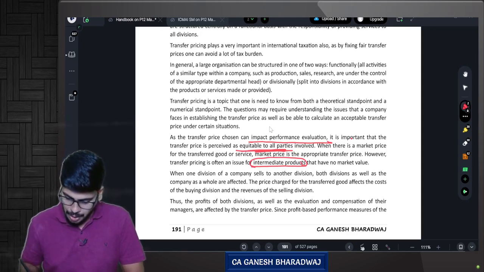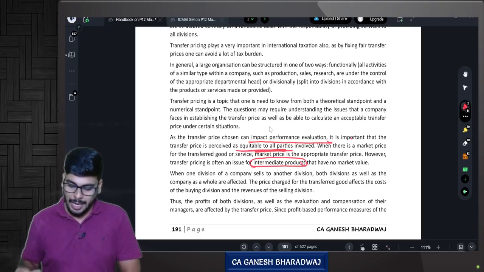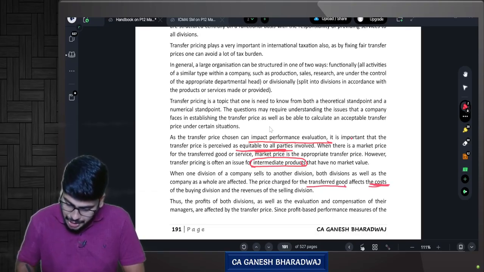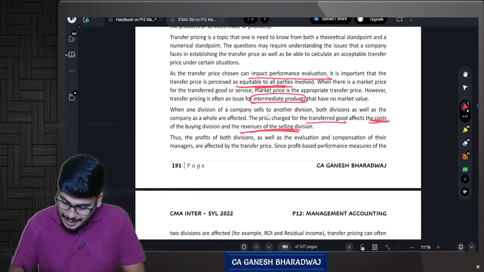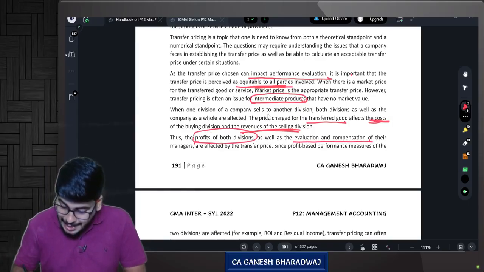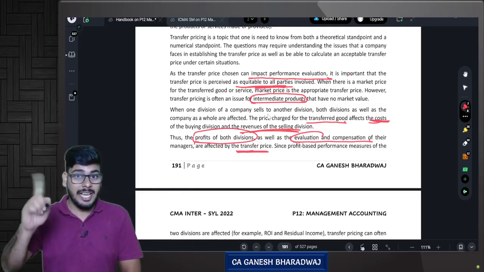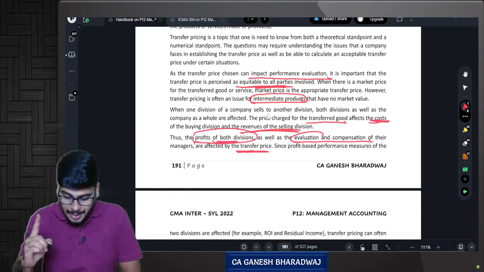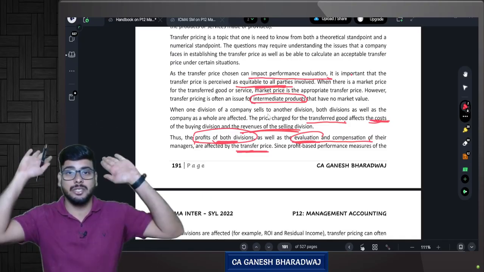When one division of a company sells to another division, both the divisions as well as the company as a whole are affected. The price charged for the transferred goods affects the costs of the buying division and the revenues of the selling division. Thus, the profit of both the divisions as well as the evaluation and compensation of their managers. So profits of the division and evaluation of the managers are affected by the transfer price. That is all. They have not said the company's profit is affected. Be very clear. Profits of both divisions and evaluation of the managers of the divisions are only impacted by transfer price. Transfer price does not impact your overall profit.